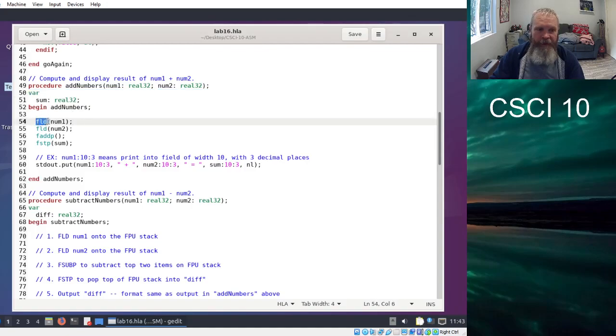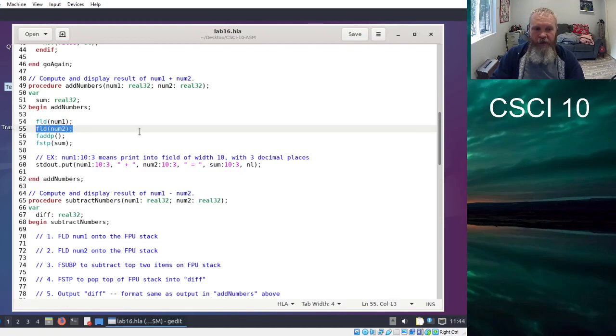So this FLD loads a value onto the top of the floating point stack. So num1 goes onto the top of the floating point stack. Then we FLD again, so we push num2 on the top of the stack, which means that num1 goes on the stack and then num2 goes on top of that. So the top two values in the floating point stack are num1, with num2 on top of it.